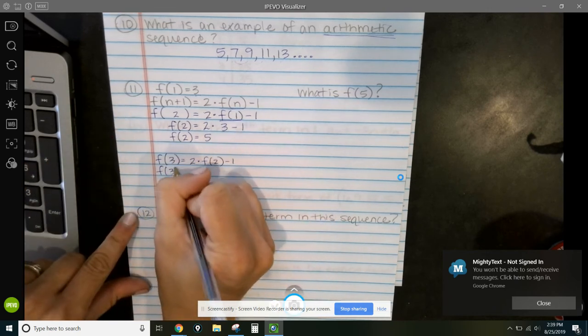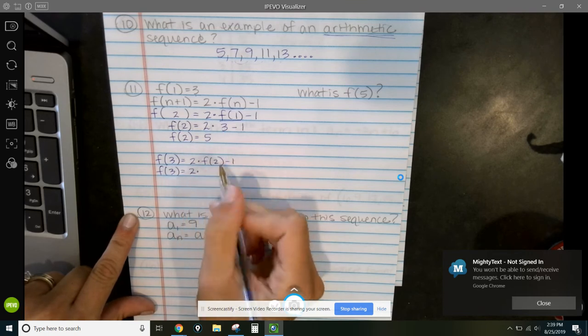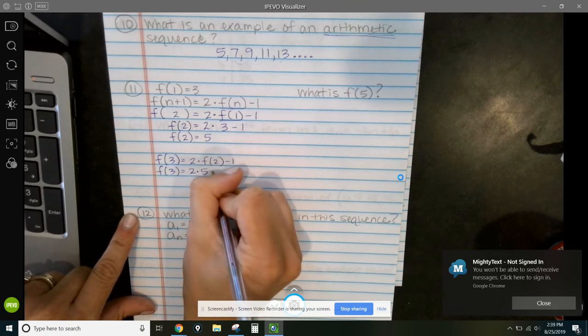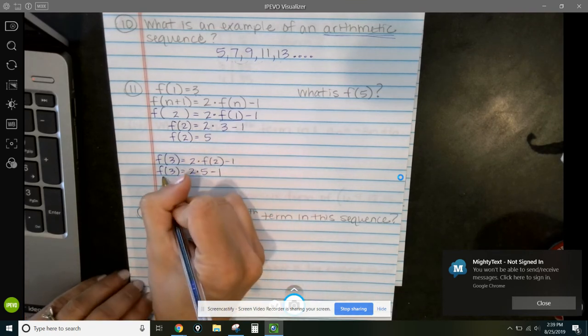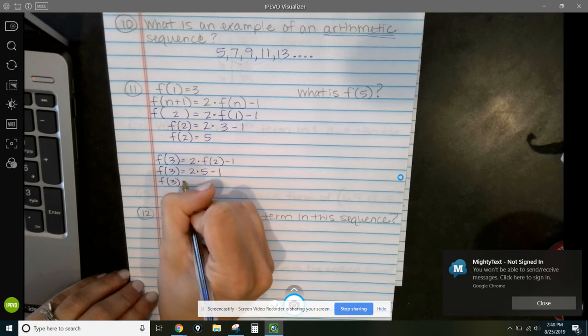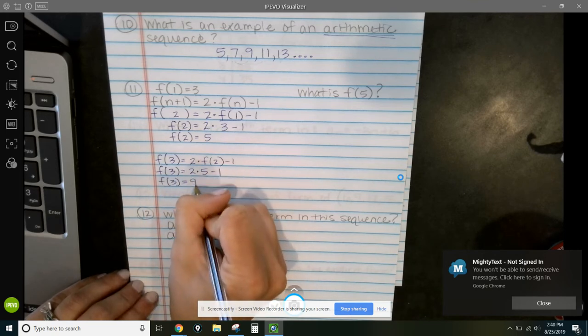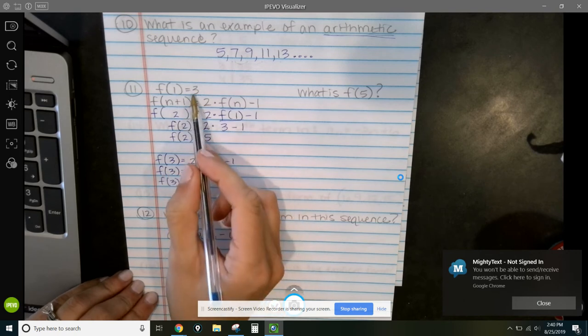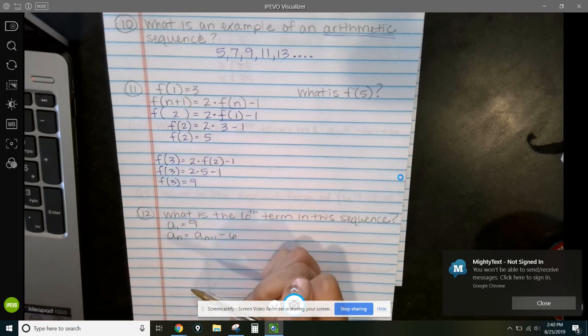So I'm going to just solve this the same way I did the other one. I know that f of 2 equals 5. And I know that I'm going to multiply before I subtract. So 10 minus 1 is 9. So I know f of 1 is 3, f of 2 is 5, f of 3 is 9. And I'm going to keep going.